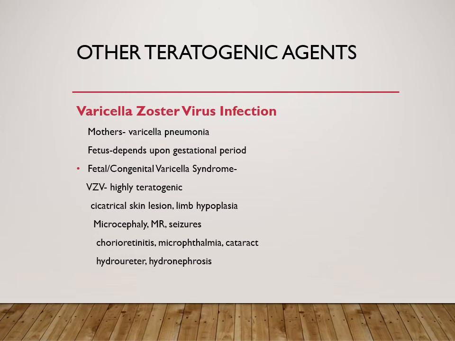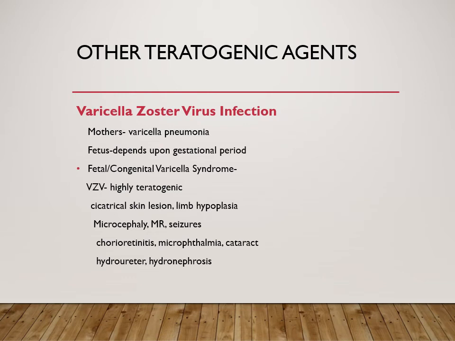So other teratogenic agents involve the varicella zoster virus infection, and the chance of transmission of this varicella zoster depends upon the gestational age, and if the mother has acquired the infection in the present pregnancy, there is much more risk of transmission. So the child will have congenital varicella syndrome. There could be cicatrices, skin lesions, limb hypoplasia. This is a very important MCQ regarding this varicella zoster.